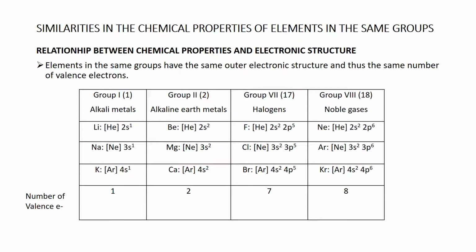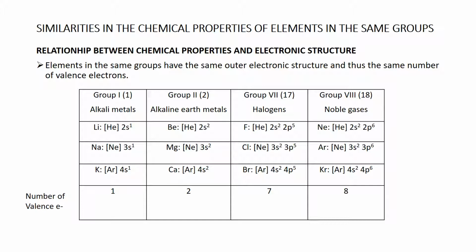Elements in the same groups have the same outer electronic structure, and therefore they have the same valence electrons. So as you can see, all group 1 metals or alkali metals have a valence electron of 1, and they all end at s orbitals. The only difference is the outermost energy level. For lithium, the outermost energy level is 2, for sodium is 3, and for potassium is 4, but the valence electrons are the same. Same applies for the alkaline earth metals.